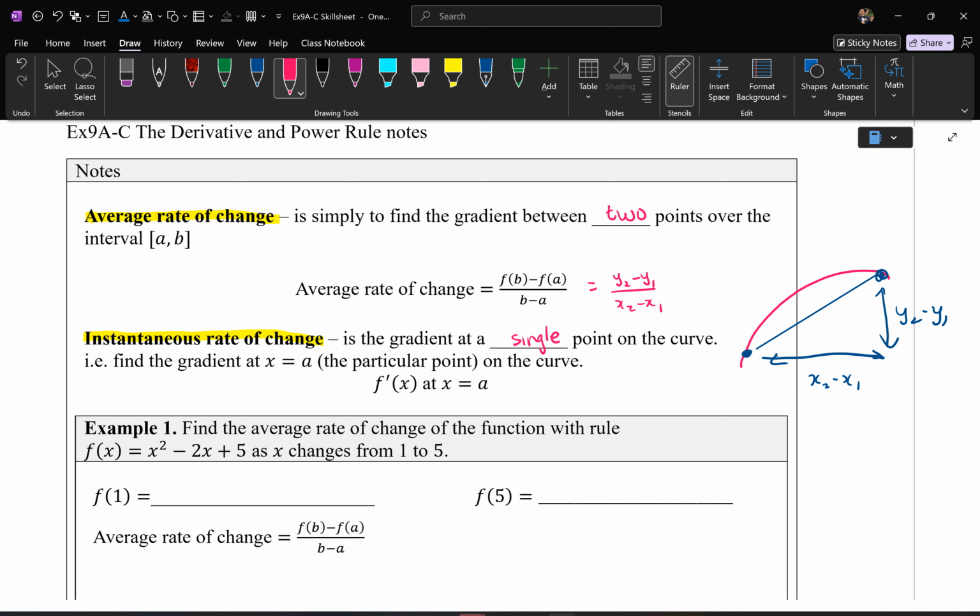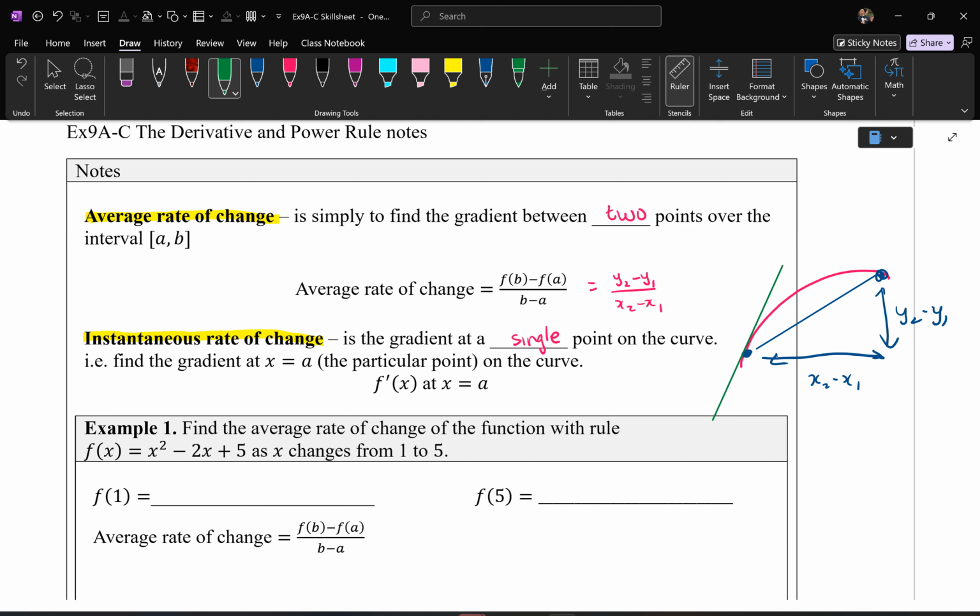Whereas instantaneous rate of change is talking about, well, right at this particular instant, what is the gradient of the tangent right at that point? And that's pretty much what calculus is about. It's about finding the gradient, or the derivative is to find the rate of change at one specific point, not two. Okay? So what you've done in year 9 and 10, average rate of change, that's what that is. Instantaneous rate of change is what we've done in year 11.